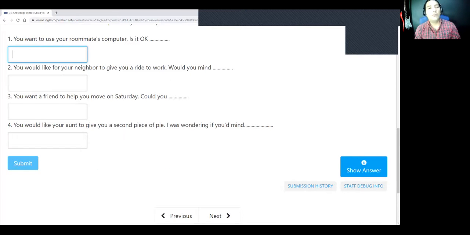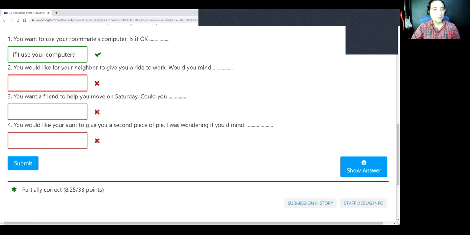So, you want to use your roommate's computer. Is it okay if I use your computer? Okay. Yeah. You see? You would like for your neighbor to give you a ride to work. Would you mind? Somebody? Would you mind reading? No. Give your neighbor?